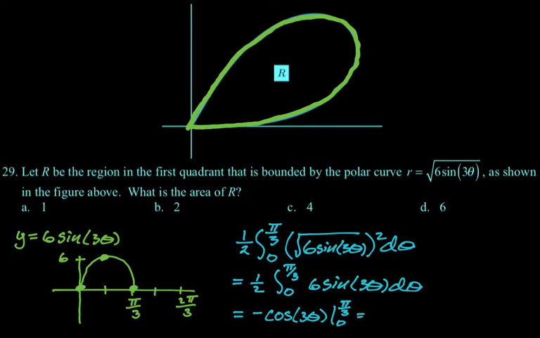Now we're just using the fundamental theorem. So it's going to be a negative cosine of pi minus negative, which becomes plus cosine of 0. Cosine of pi is -1. Cosine of 0 is 1. So it's -1 plus 1, so 2. And that's our answer.